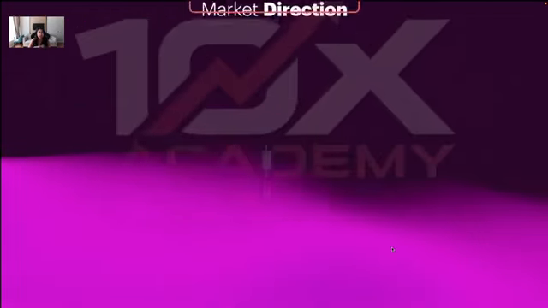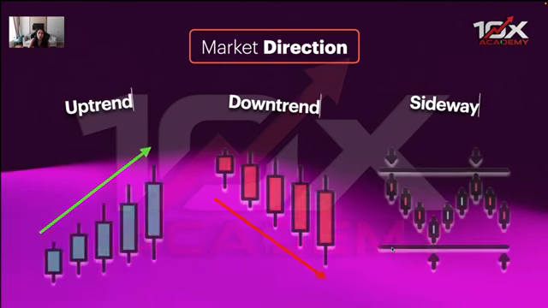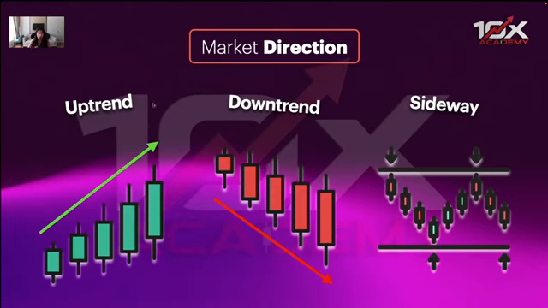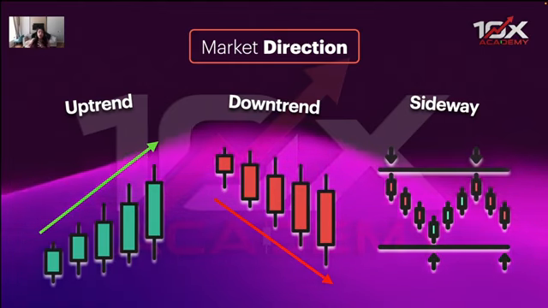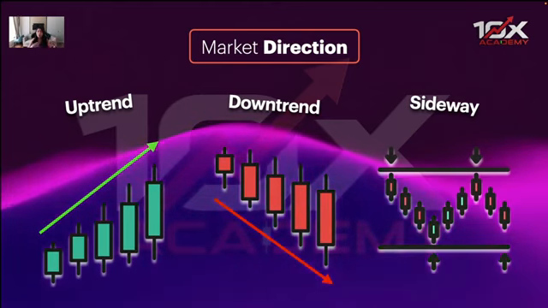So first things first, let me explain to you guys about market direction, okay? Market structure in Forex is essentially categorized into three key phases: uptrend, downtrend, and sideways. Uptrend is marked by rising prices. You guys can see price does a series of higher highs and higher lows, signaling buy opportunities.